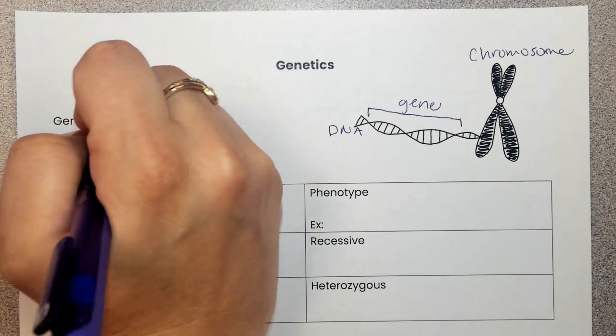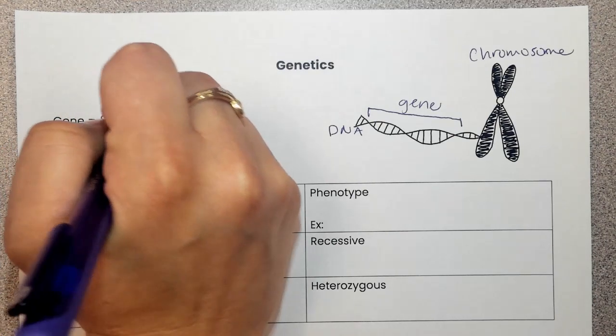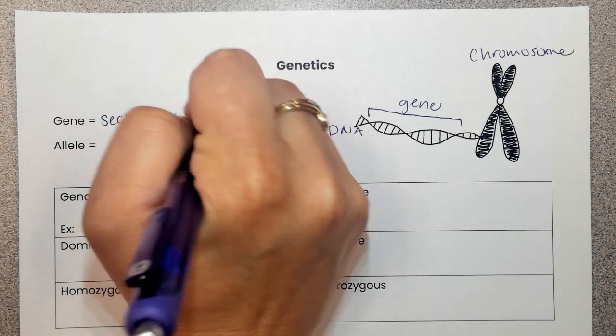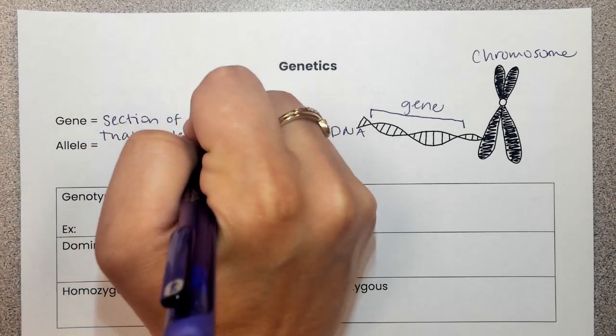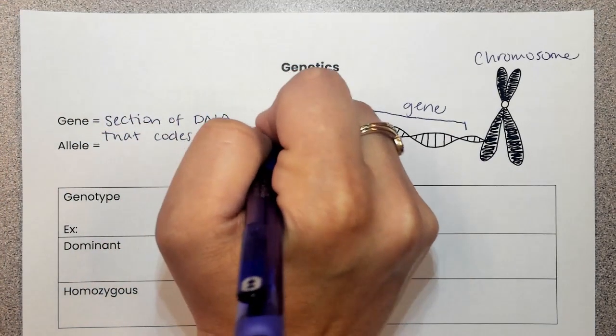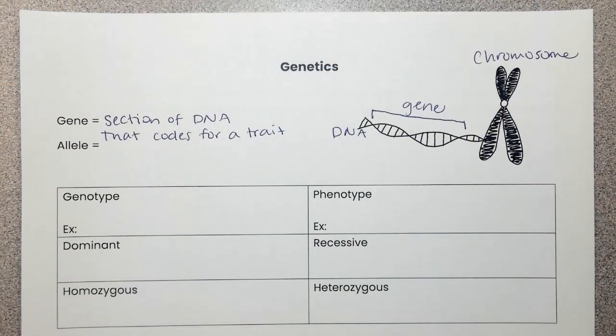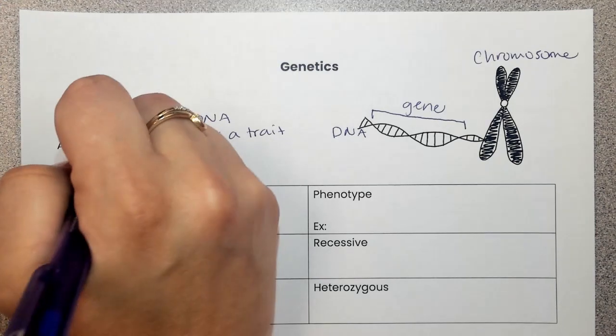So again, over here, a gene would be a section of DNA that codes for a trait. And these traits are going to be made of proteins, so those genes really code for proteins. Then we can have alleles, which are different versions of a gene.